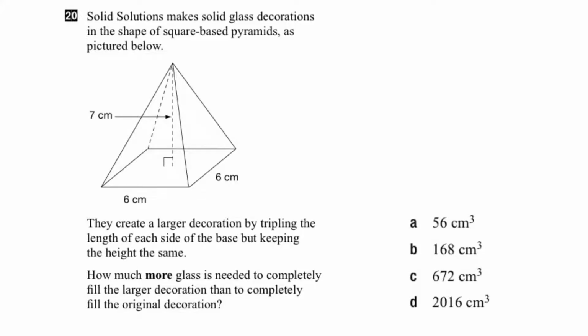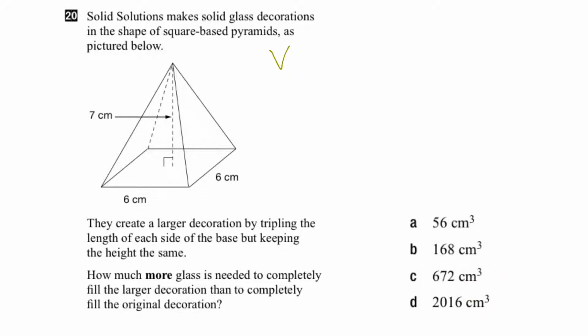In this question, we're given a pyramid and we're asked to find out how much more glass would be needed to fill this pyramid if we were to triple the length of the base. First thing to note is that since we're going to fill the decoration, then we're talking about volume. We can also get that by just looking at the units here. See, we got cubed units, then we know we're dealing with volume.